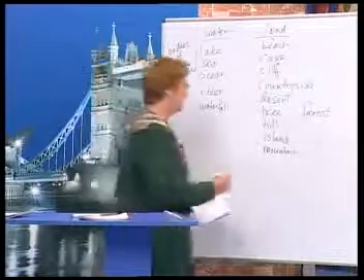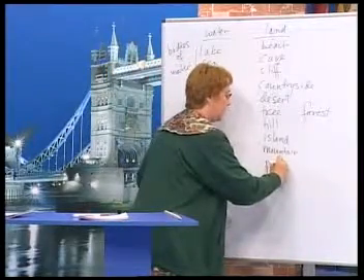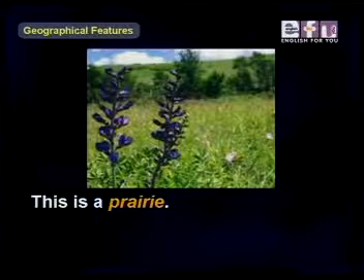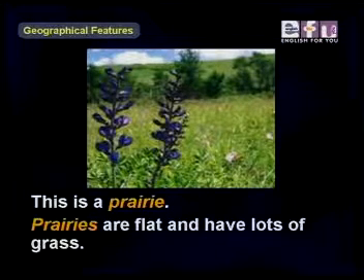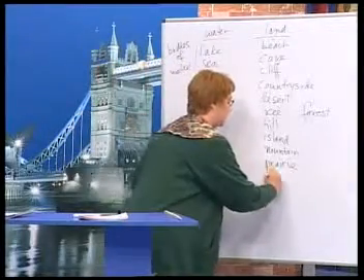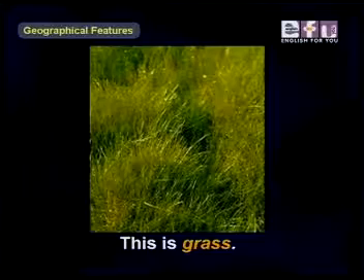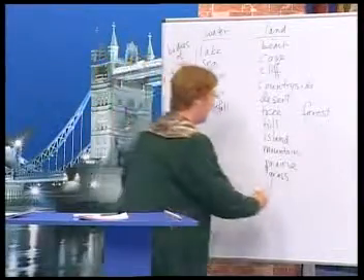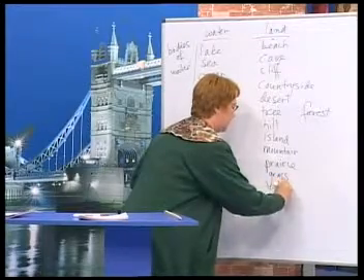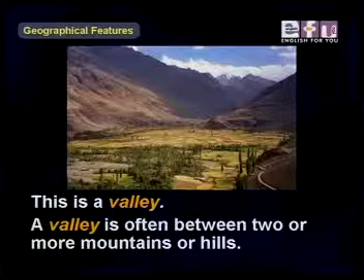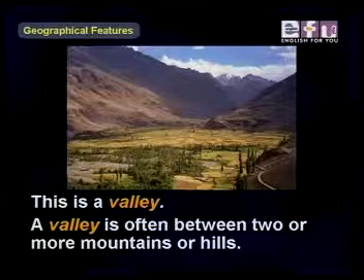Next is prairie. Prairie. This is a prairie. Prairies are flat and have lots of grass. And grass, this is easy, this is grass. Green, green grass. And the last one is valley. Valley. This is a valley. A valley is often between two or more mountains or hills.